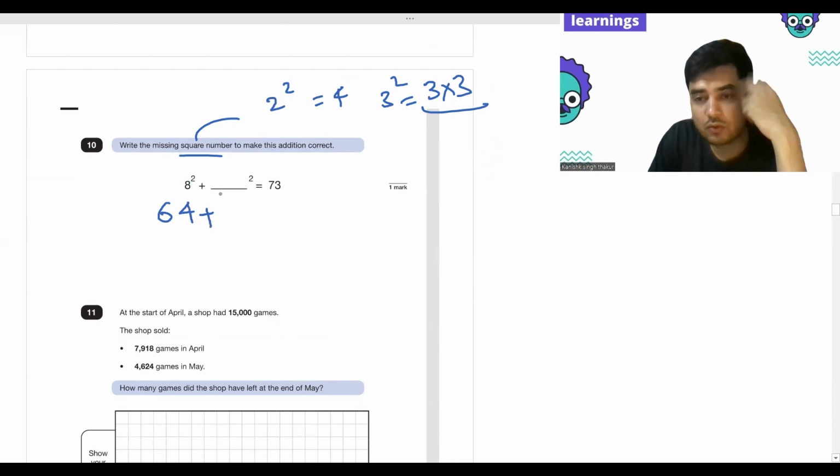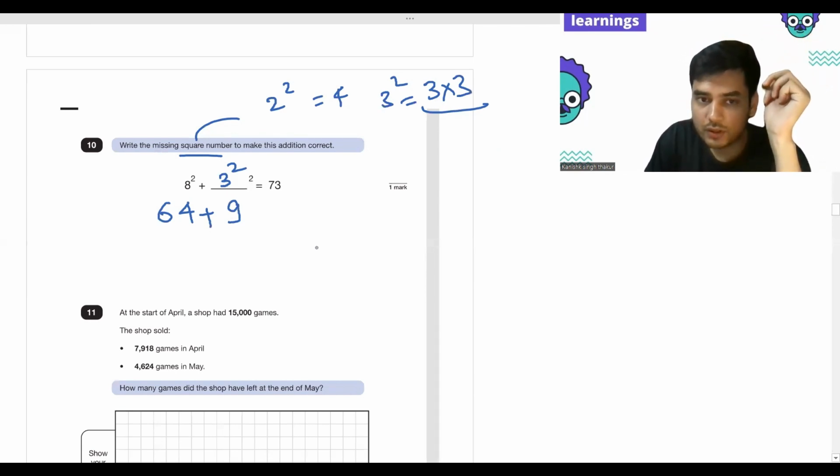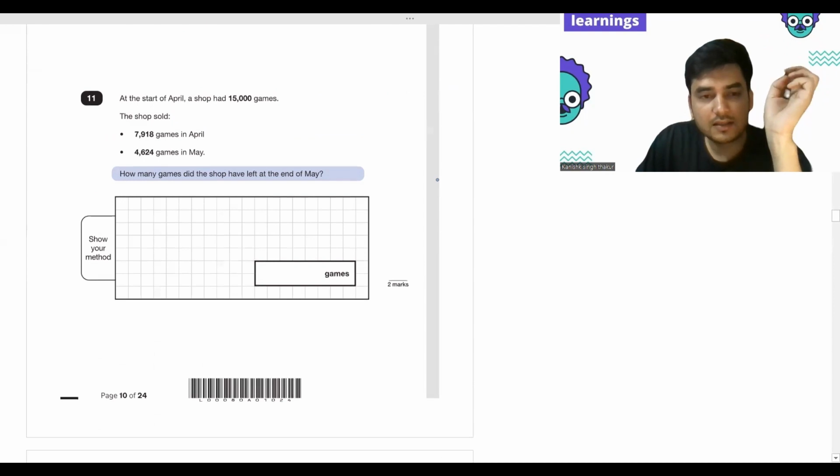Now 73. So what should I take? 3 square, right? 3 times 3 gives me 9. So from 1 to 10, you guys have to remember all of the squares that I will say. Okay. Cube is what? A number multiplied by itself 3 times. That's what cube is.